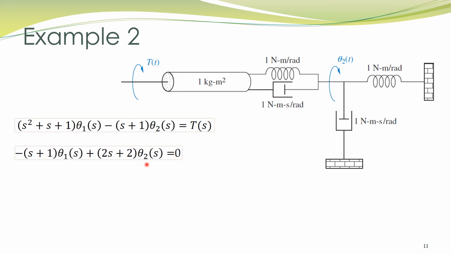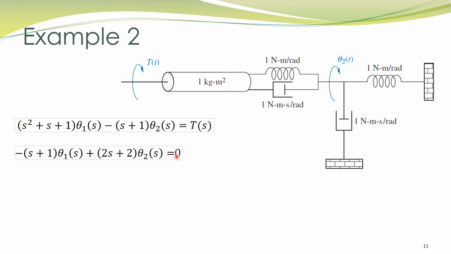Similarly, for the second equation, theta 2(s) multiplied by the impedances which are connected to this displacement. So the impedance of this damper, likewise the impedance of this spring, are all connected to this displacement theta 2. Theta 1 multiplied by a negative sign and the sum of impedances which are common between theta 1 and theta 2. So that is s plus 1. There is no external torque applied to this displacement, so the right hand side is equal to 0.